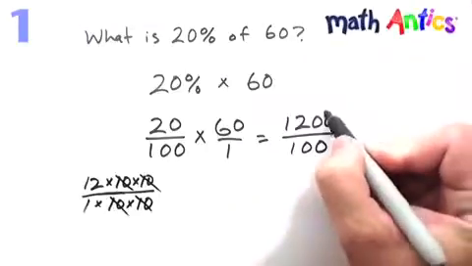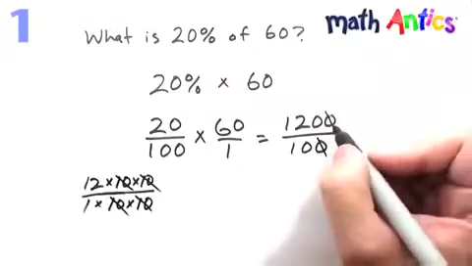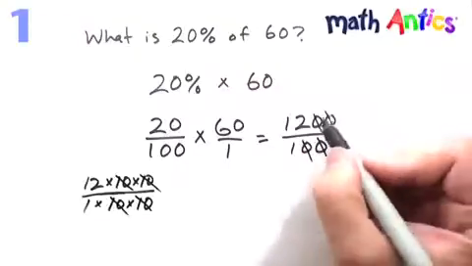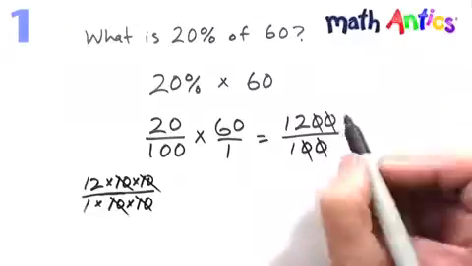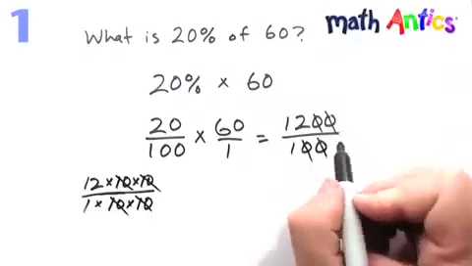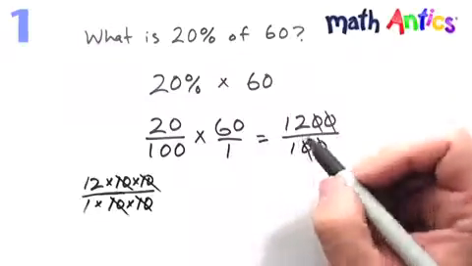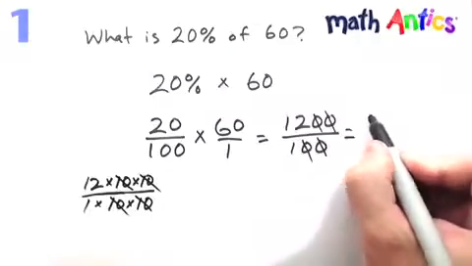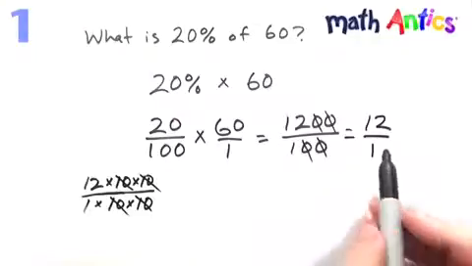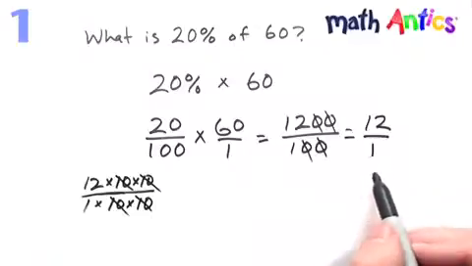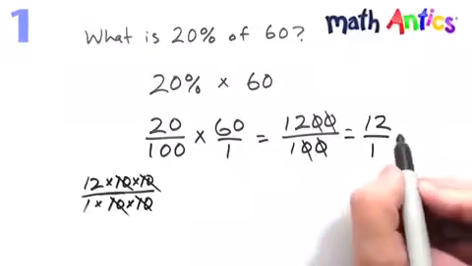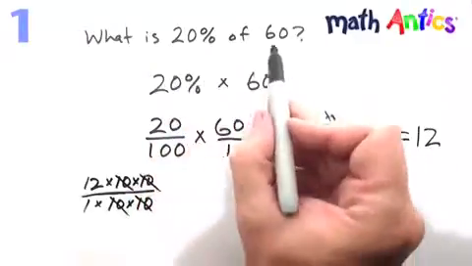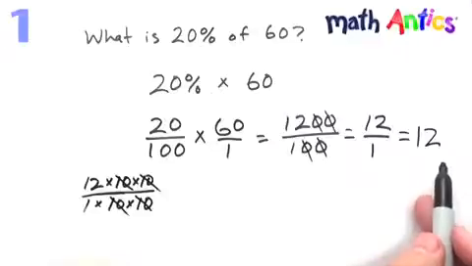But you can also just cross off the zeros, as long as you only cross off the same number on the top and the bottom. There, so we cross 2 off the top and 2 off the bottom, and they have to be the digits on the very far right of the number. You can't cross it out of the middle of a number. All right, so now we have 12 over 1. And remember, any fraction with 1 as the bottom number can be rewritten as a whole number by just taking 1 off the bottom. So 20% of 60 is 12.